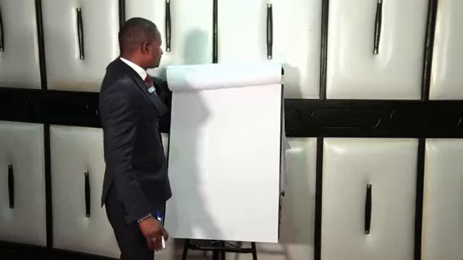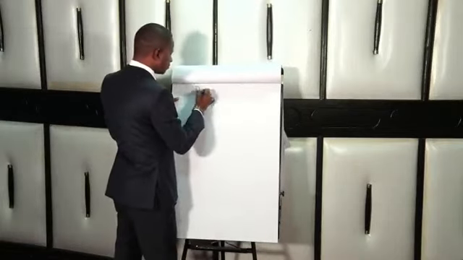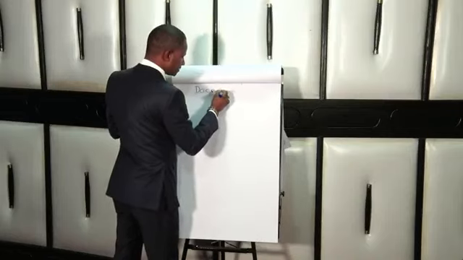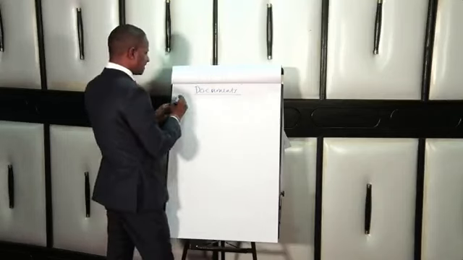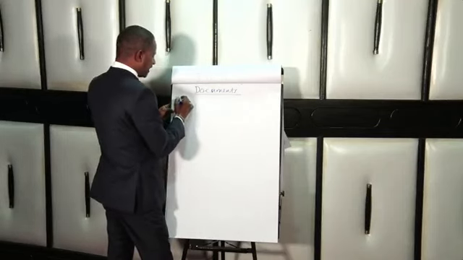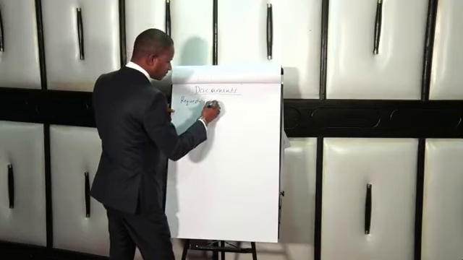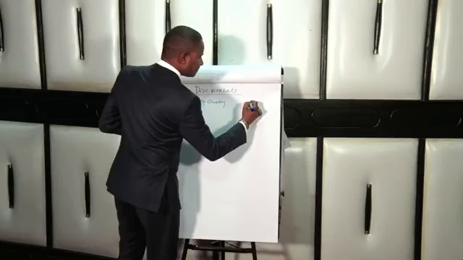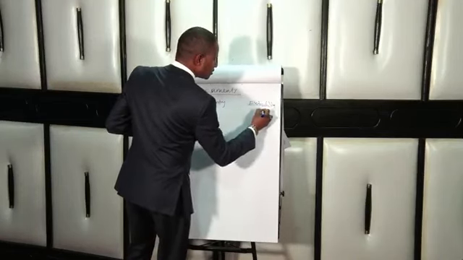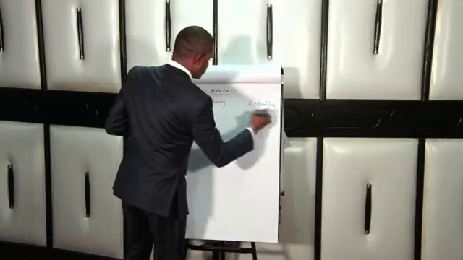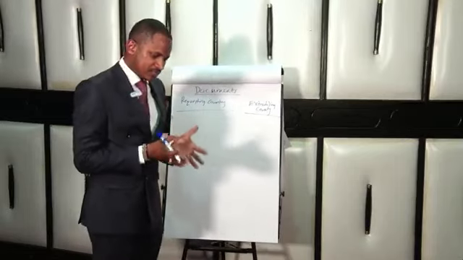Next one, documents used in extradition. Now we have 2 types of countries. We have a requesting country, and we have an extraditing country. A requesting country is a country that requests, where you committed an offense.